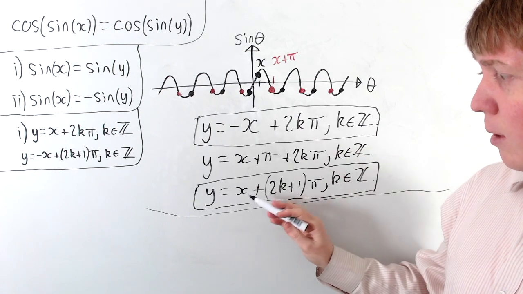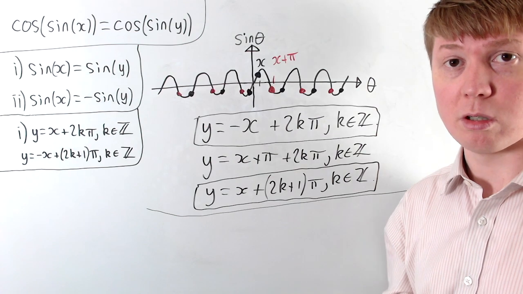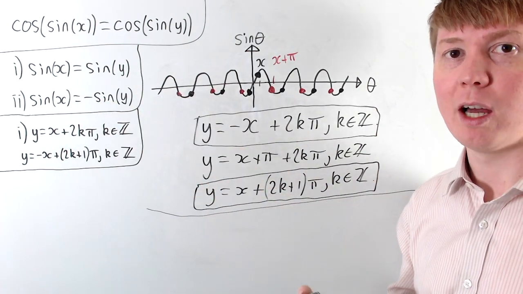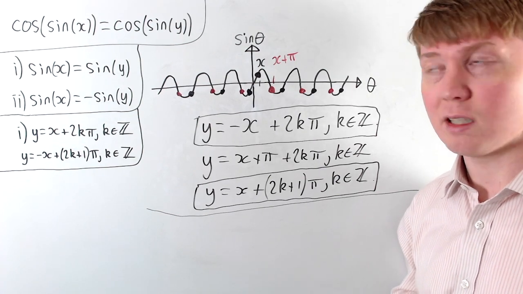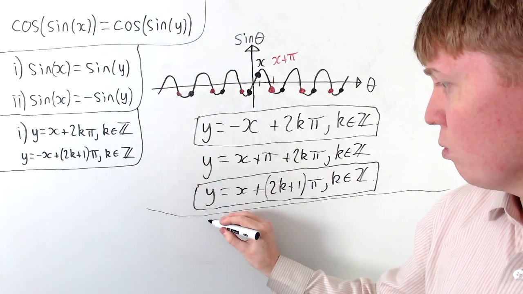But we've just seen here y equals x plus any odd multiple of pi would also give us a solution to our equation. The only difference being, instead of sine x being equal to sine y, we'd have sine x equals the negative of sine y. But this would still satisfy our original equation. So we can break this down now into just 2 simpler cases.